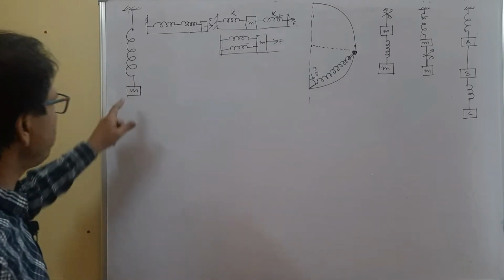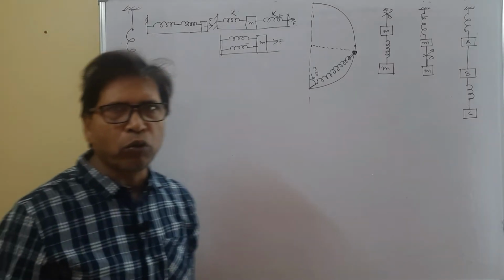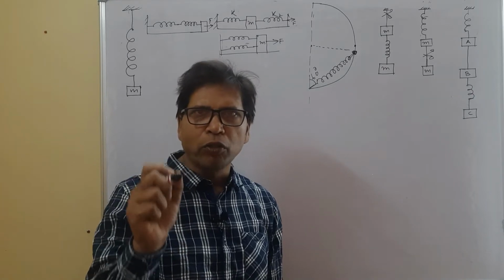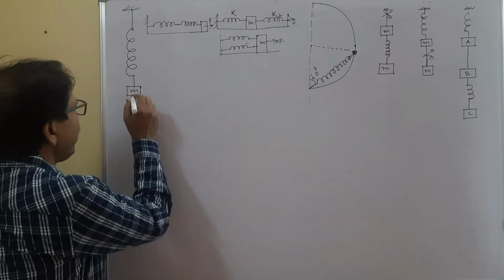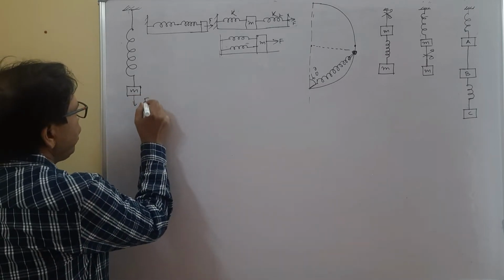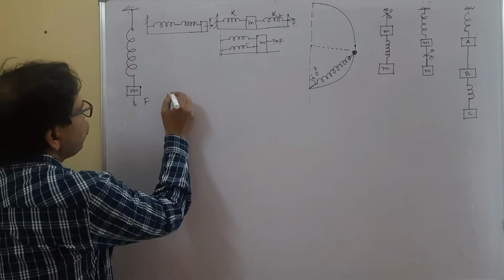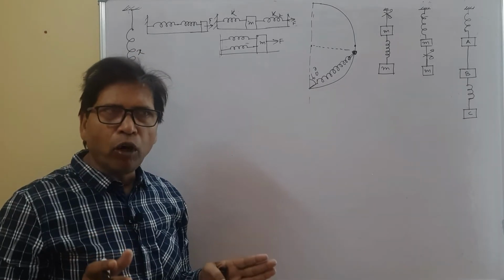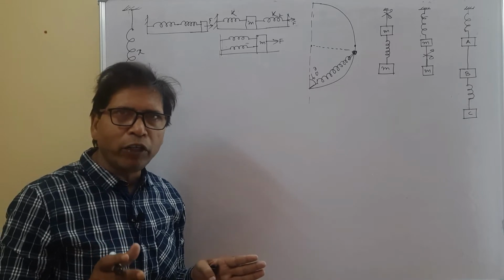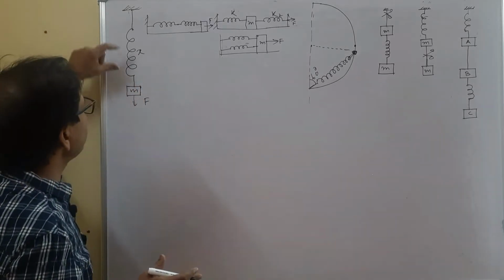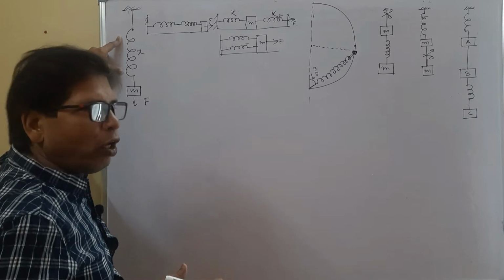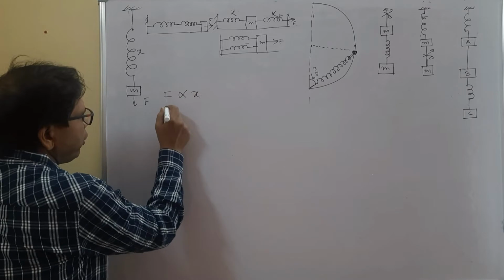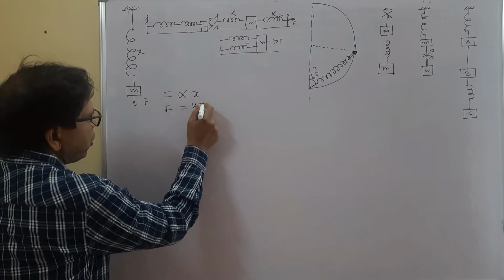Now first of all, the spring. According to Robert Hooke, the force acting on a spring is directly proportional to its displacement. Suppose force F is acting on it, and suppose the elongation is x. So look at this, F is proportional to x. Therefore, F equals kx.